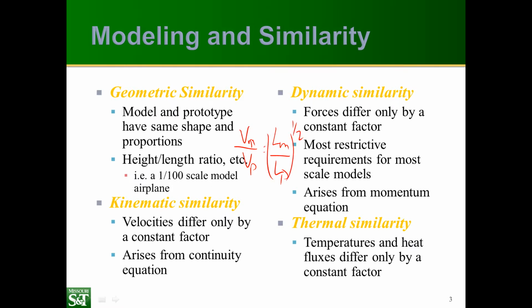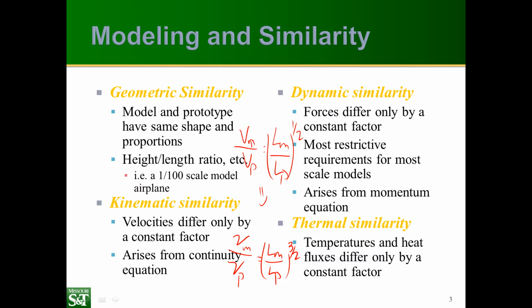And if you substitute this into the Reynolds number, you can get that the kinematic viscosity of the model divided by the kinematic viscosity of the prototype is the length of the model over the length of the prototype to the power of 3/2. Now, at first, this doesn't necessarily seem like it's such a big problem, but if the length scale is 1/100, then the velocity scale is going to be 1/10, and the kinematic viscosity scale is going to be 1/1000. So this is a problem.